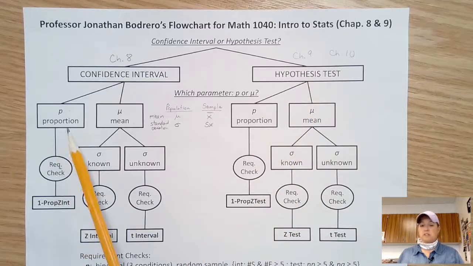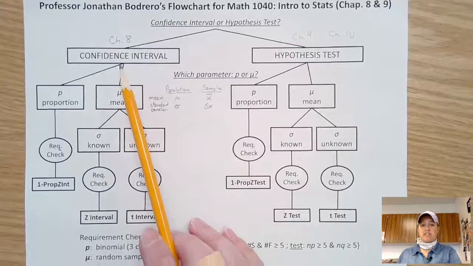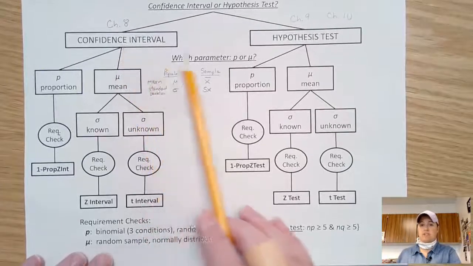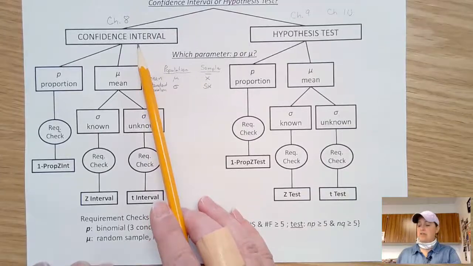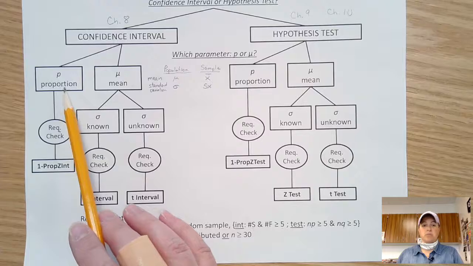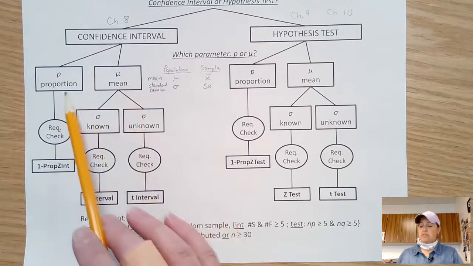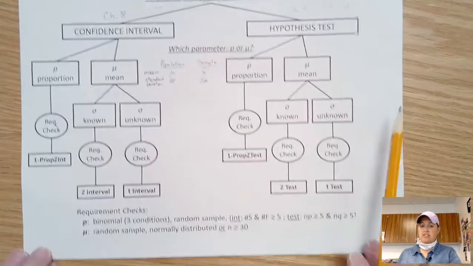All right, so as we take a look at this, we need to look at your questions and decide, okay, is it a confidence interval or a hypothesis test? If they're asking you to find a confidence interval or an interval, then you need to decide, okay, is it going to be from a proportion or the mean? If it's from a proportion, then you're going to come down here to the required check. Okay, the required checks are down here at the bottom.